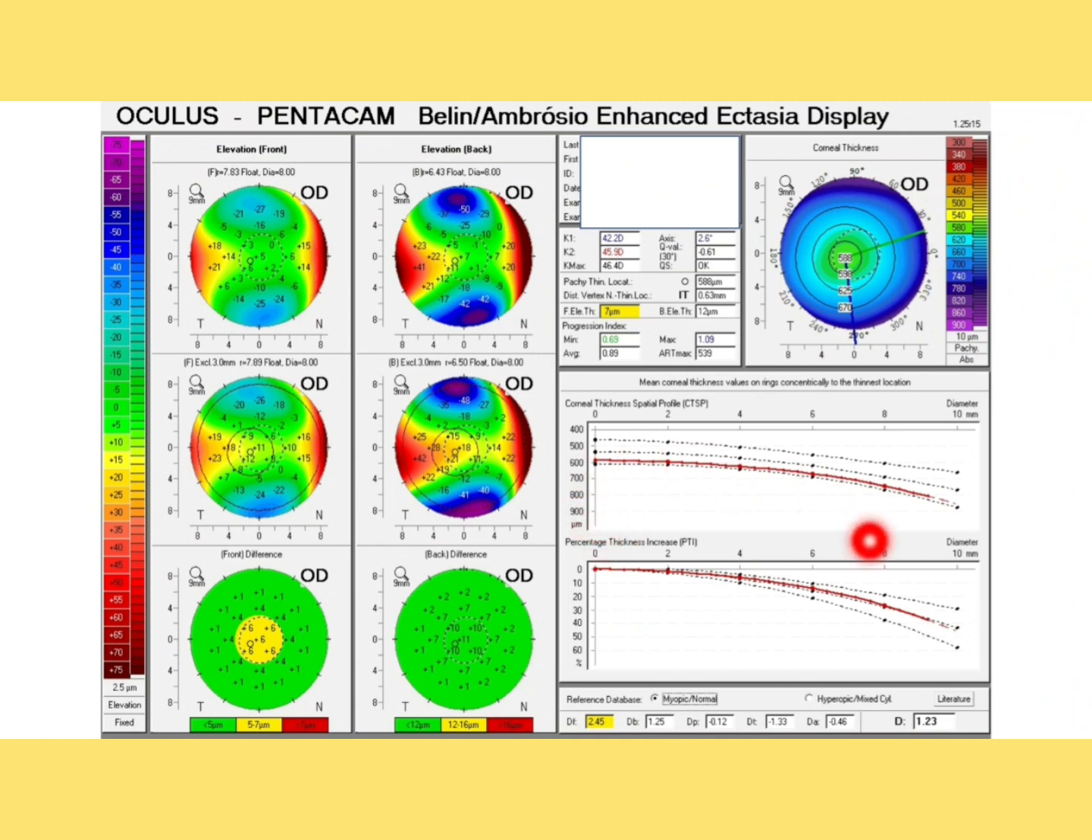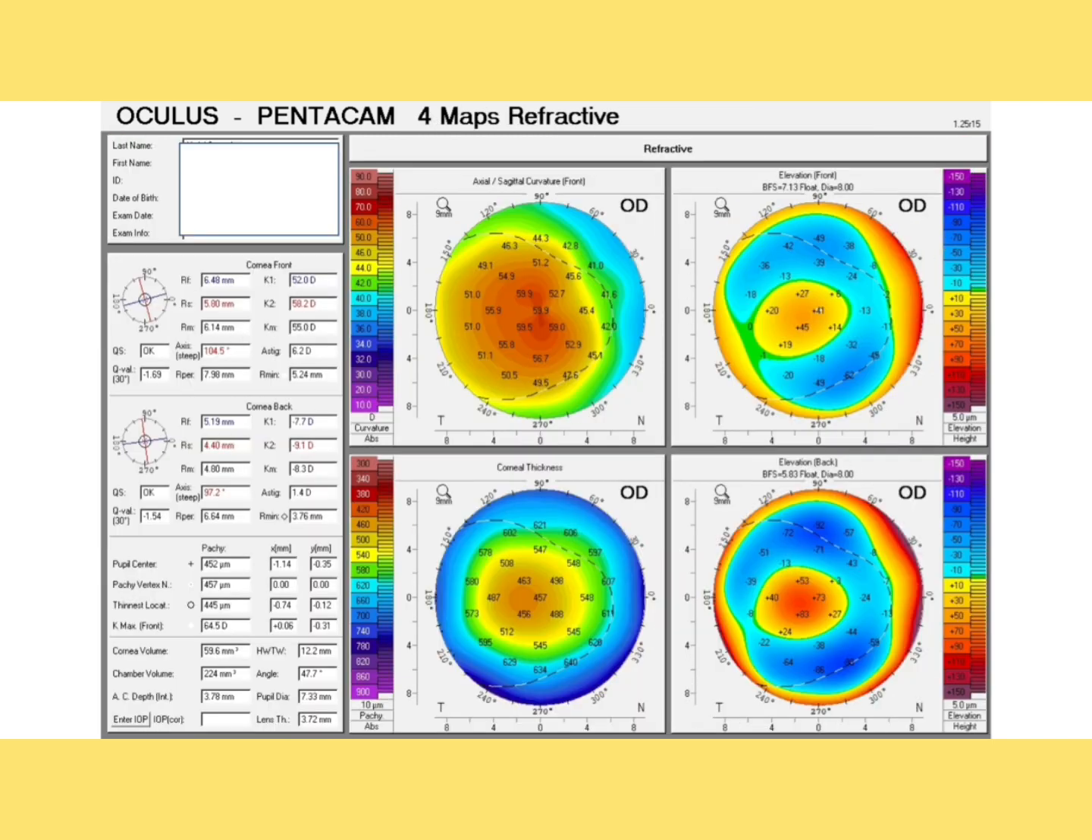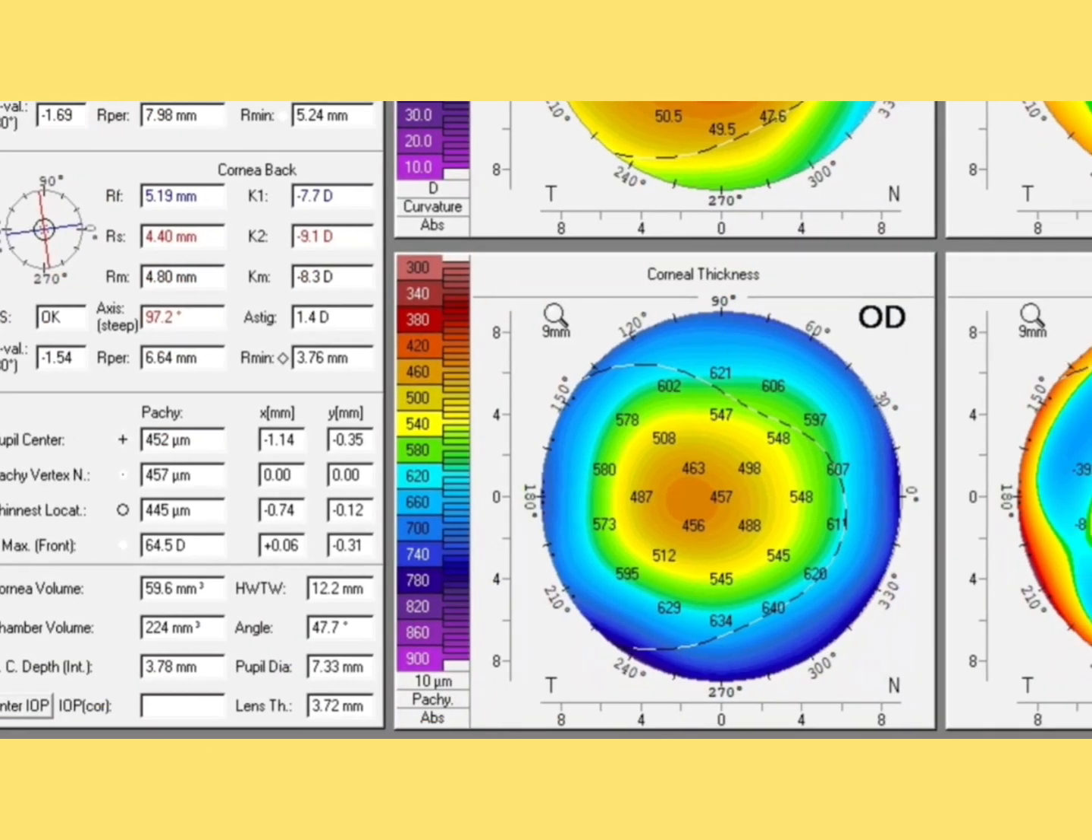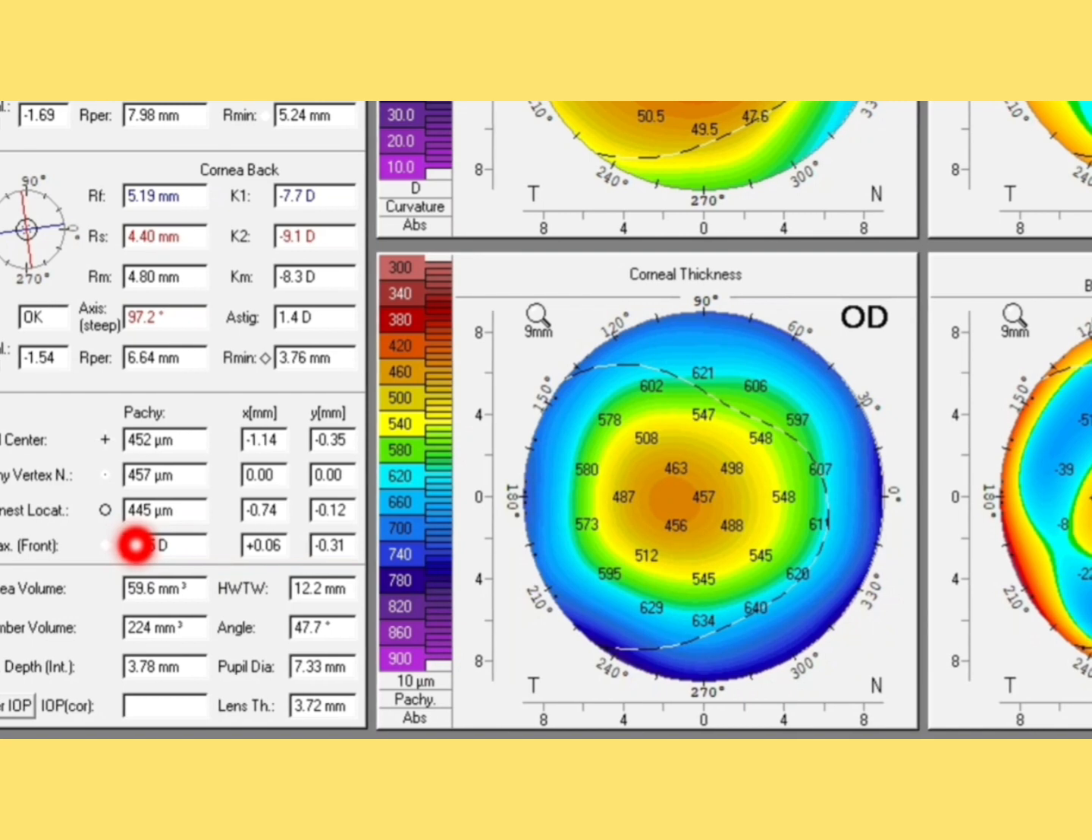As the red line is also continuous up to the 6 mm area and the average value is 0.89, that is less than 1.20. So this is a case of forme fruste keratoconus. But if you see this case here, QS value is okay, but Q value is beyond the normal limit. Then if you see the KMax value 64.5, that is more than 55, and also the thickness local is 445. The normal corneal thickness is 530 to 540, but it is 445, it is less.